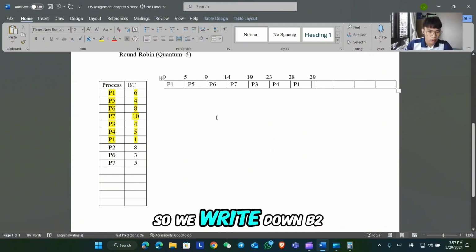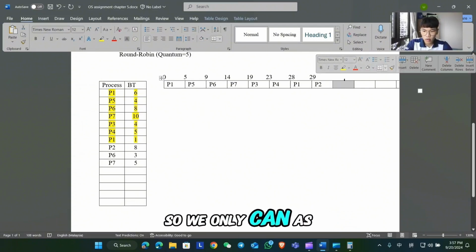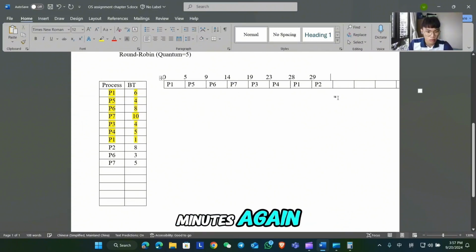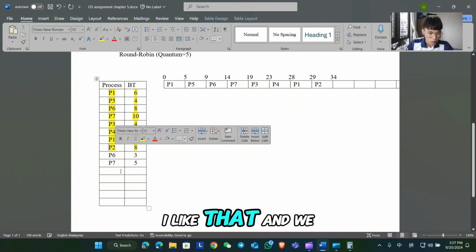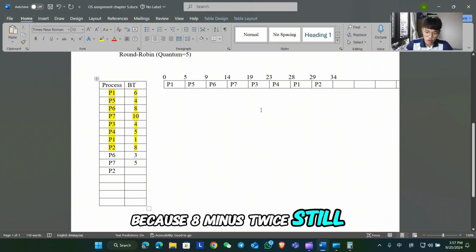So we write down P2 over here. The burst time for P2 is 8, so we can only execute for 5 milliseconds. So 39 plus 5 is 44. We highlight that, and we have to list down P2 again because 8 minus 5 still leaves 3.